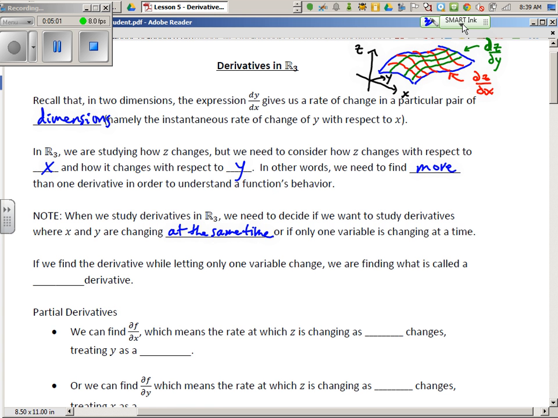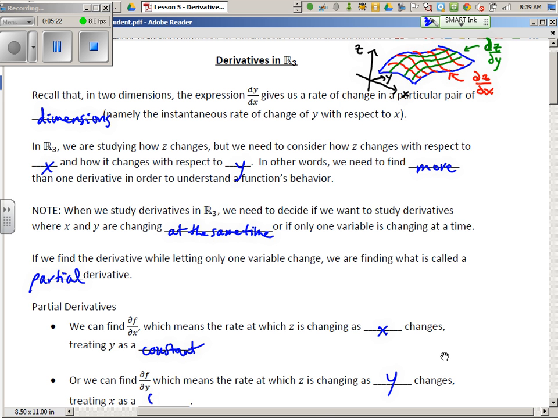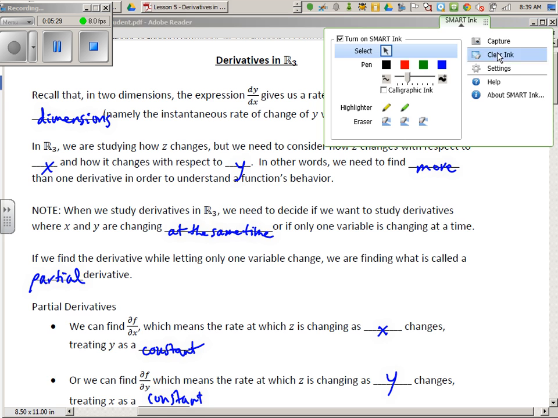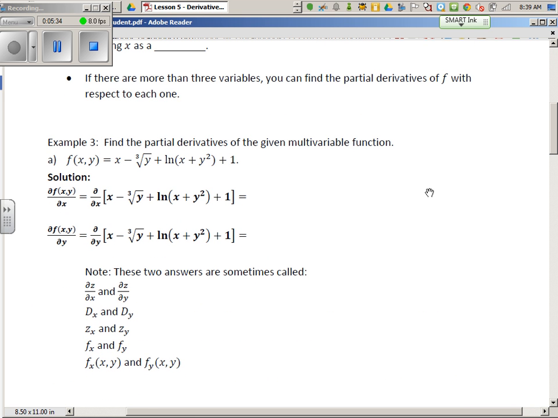Hopefully that makes sense. Today we're finding partial derivatives then. df dx means the rate at which z is changing as x changes, treating y as a constant. And conversely, if we find df dy, it's basically like finding the rate of change for z as y changes, treating x as a constant, you see? Which is exactly what I was just saying a second ago. All right. Any questions on our goal here? Find the slopes along the green and red paths.